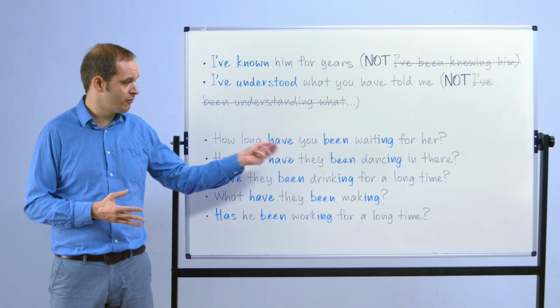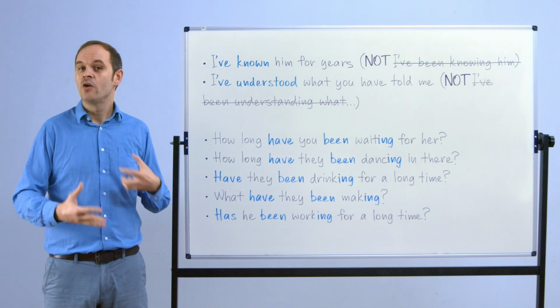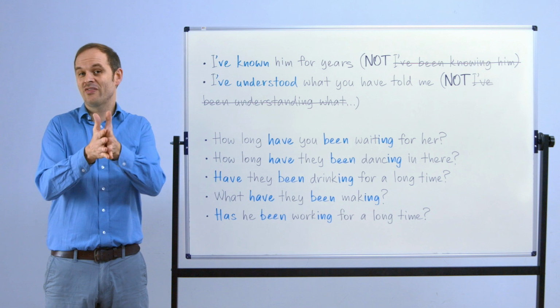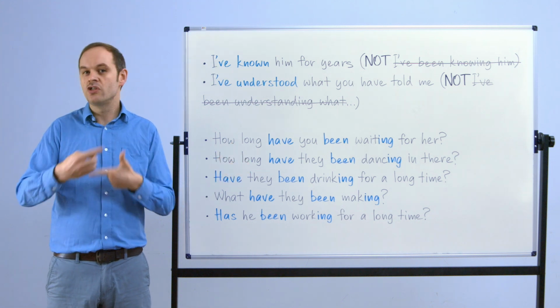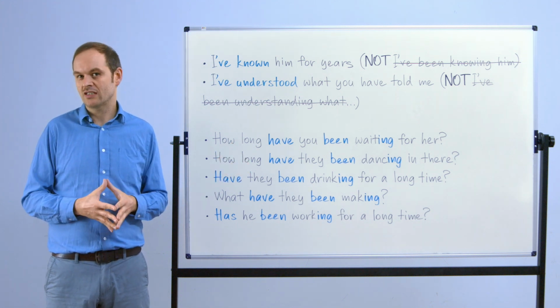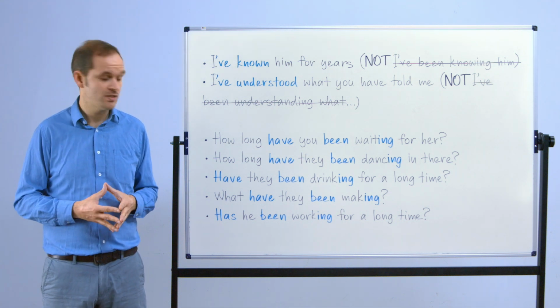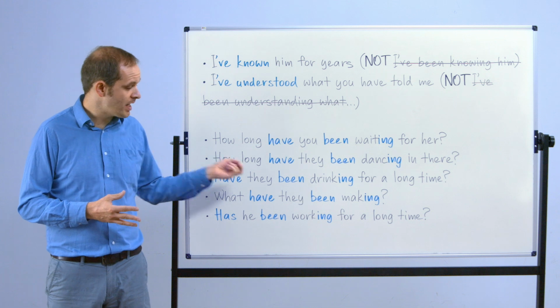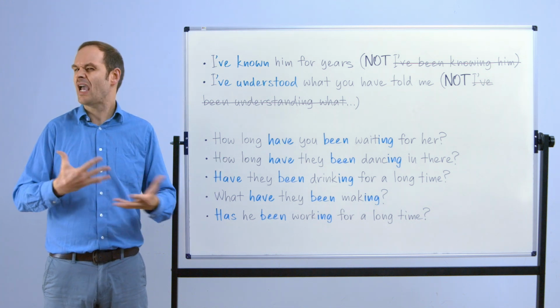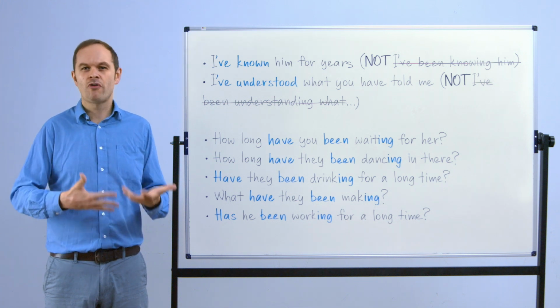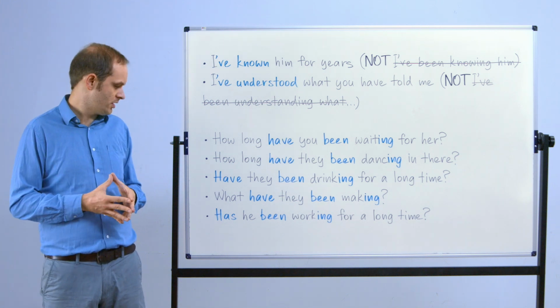Have they been drinking for a long time? So again, we've used the present perfect continuous because we're asking for information about the length of time and the duration and the process of the activity. So in this case, present perfect continuous is more appropriate. What have they been making? As in, they haven't finished making this thing, so what have they been doing? How is the process? I want to know more about the process.